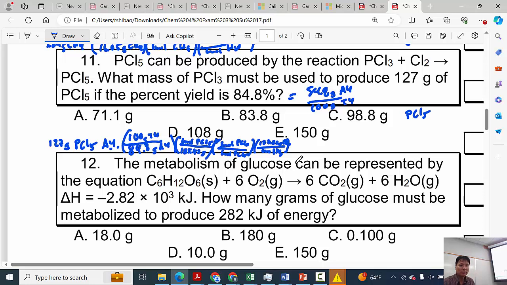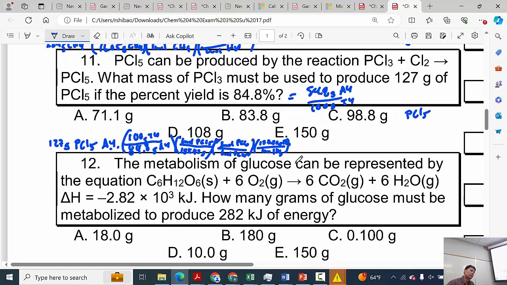So 127 times 100 divided by 84.8 divided by 185.43 times 137. Did you guys get it? I got the same thing, 110.9. All right, let me double check my calculations for the molar mass. 98.8. Yeah. I don't know. I got C this morning also. But right now I'm getting 111.